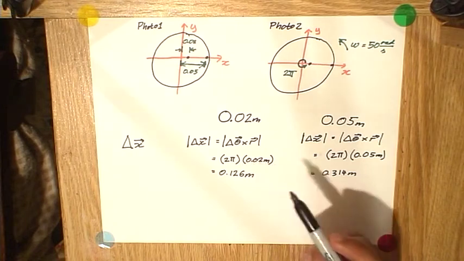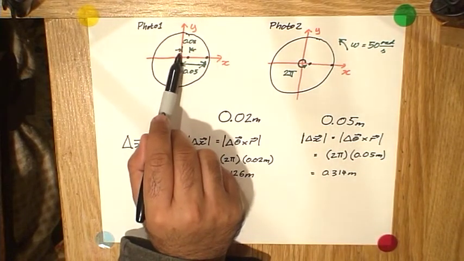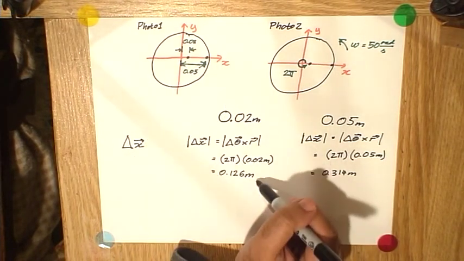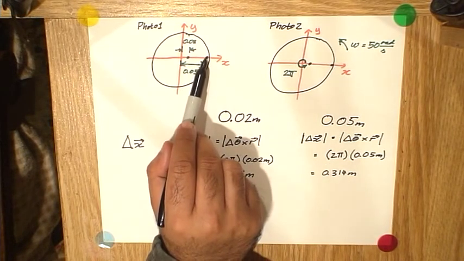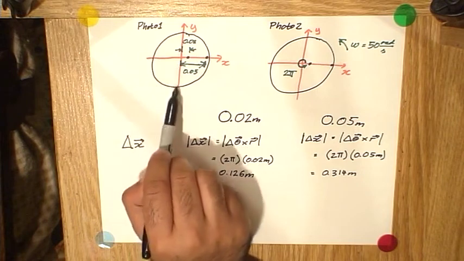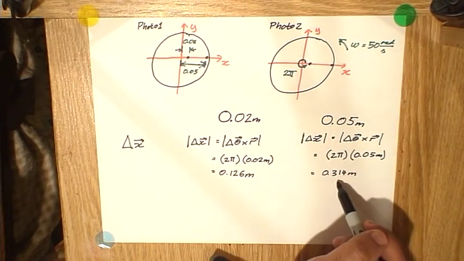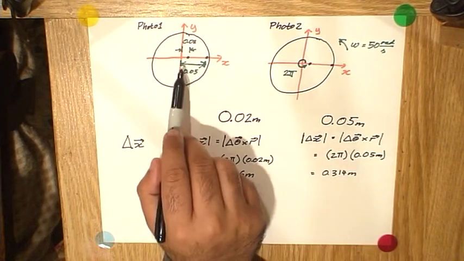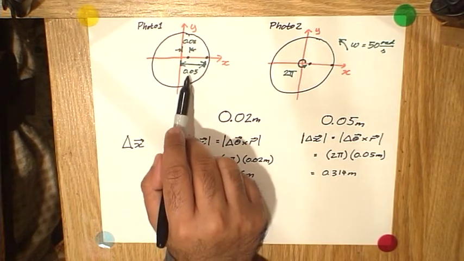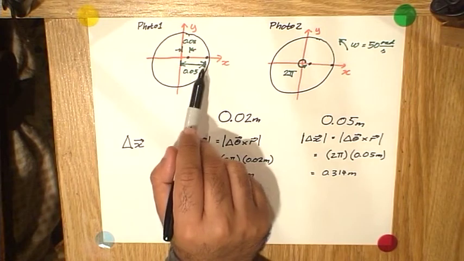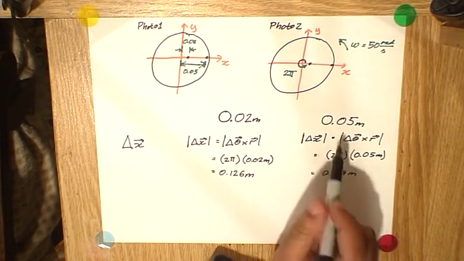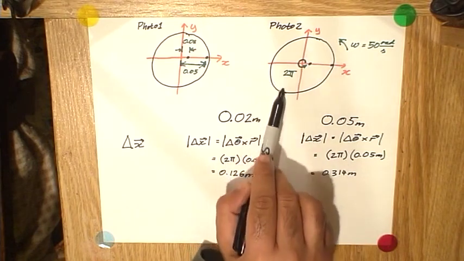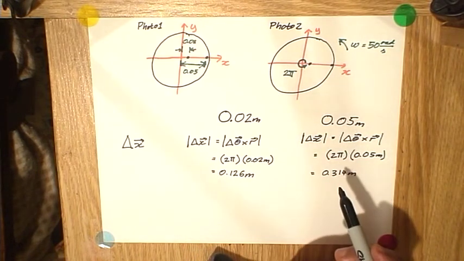So the inner sticker, as it traveled around in this circle, traveled a total distance of 0.126 meters. But as the outer sticker traveled through the same circle, it traveled a distance of 0.314 meters, roughly twice as far. And that makes sense because the outer sticker was located at somewhat more than twice the distance, so you expect it to travel somewhat more than twice the distance when it travels in a full circle.